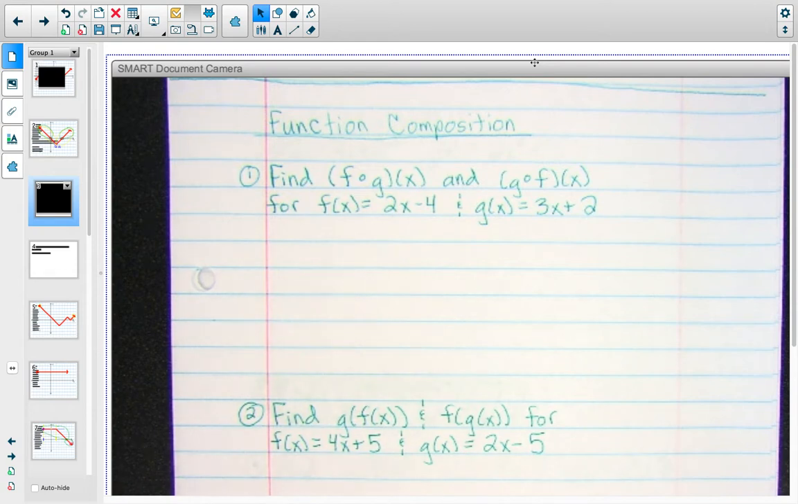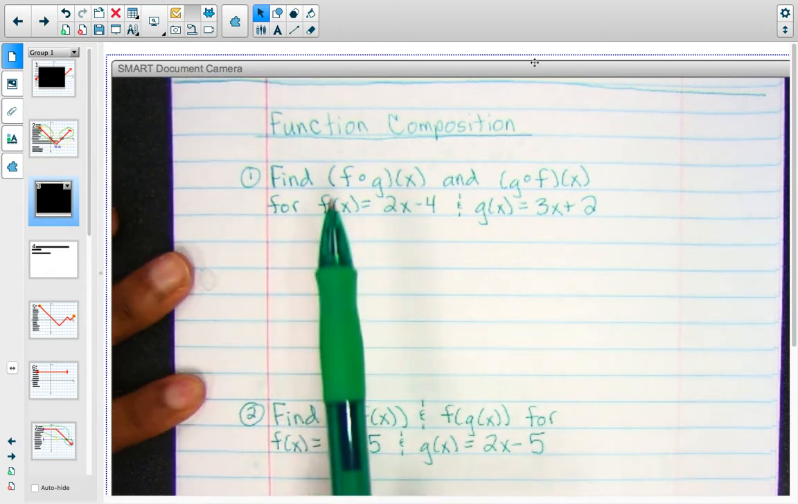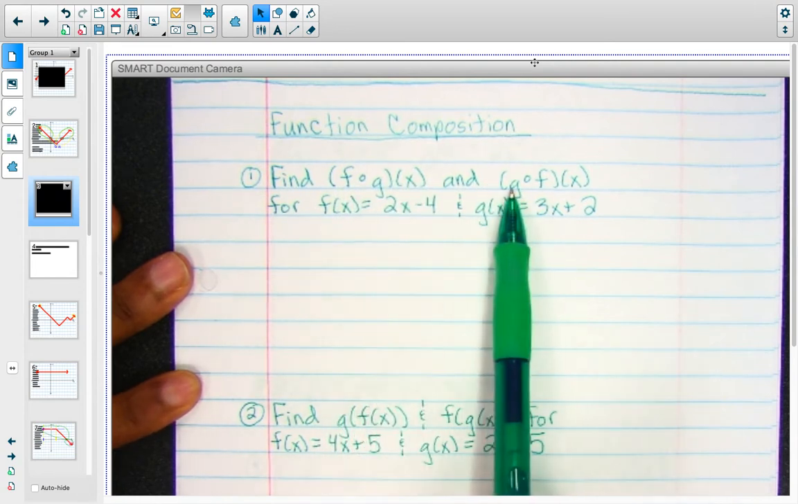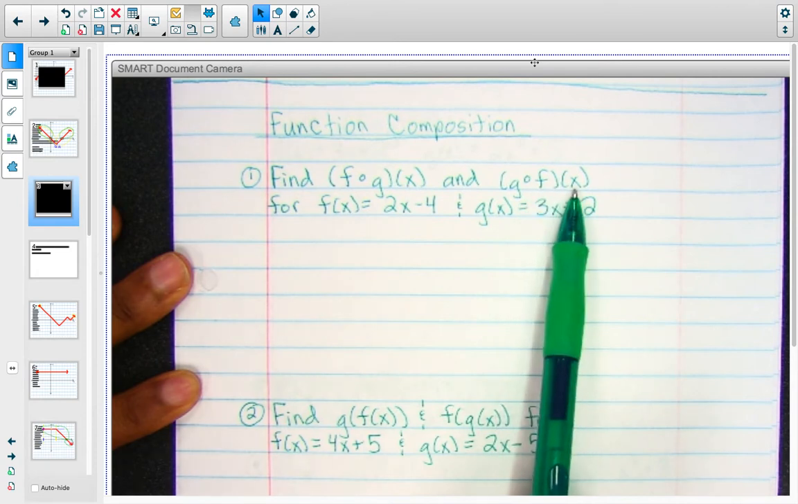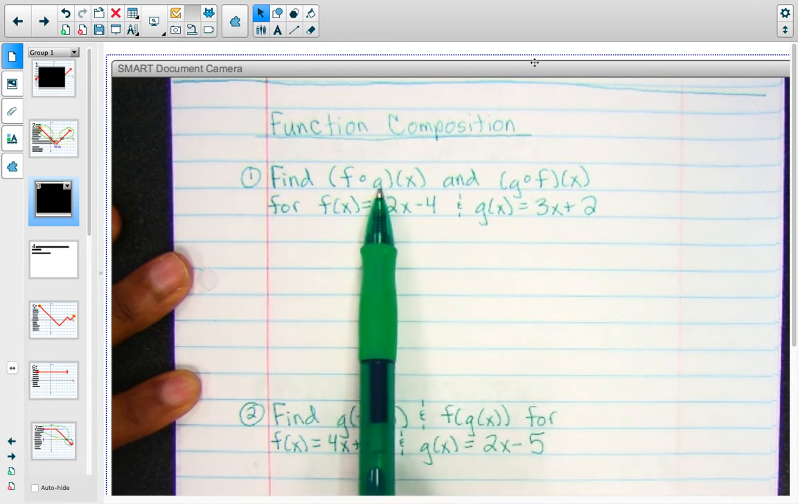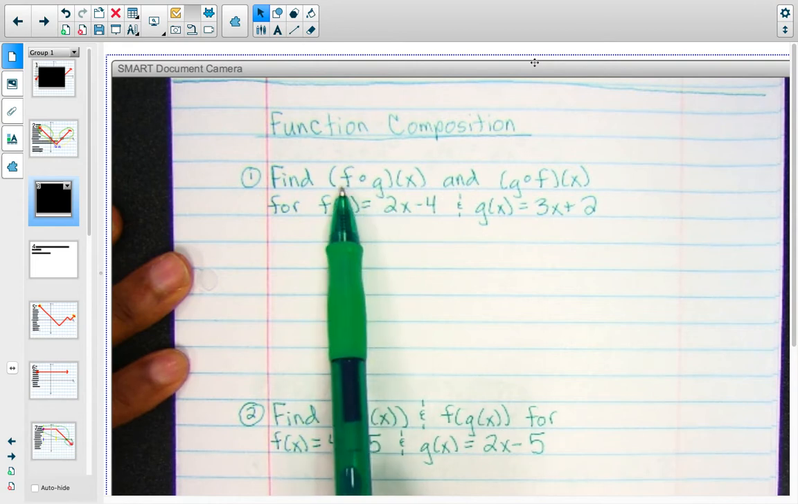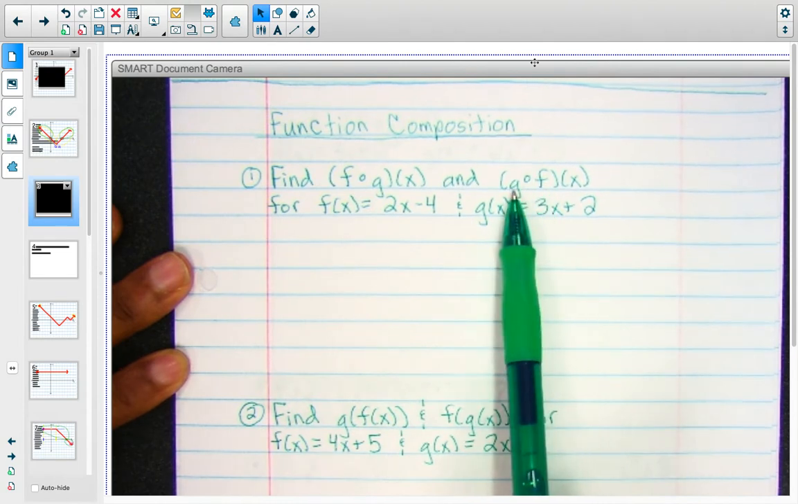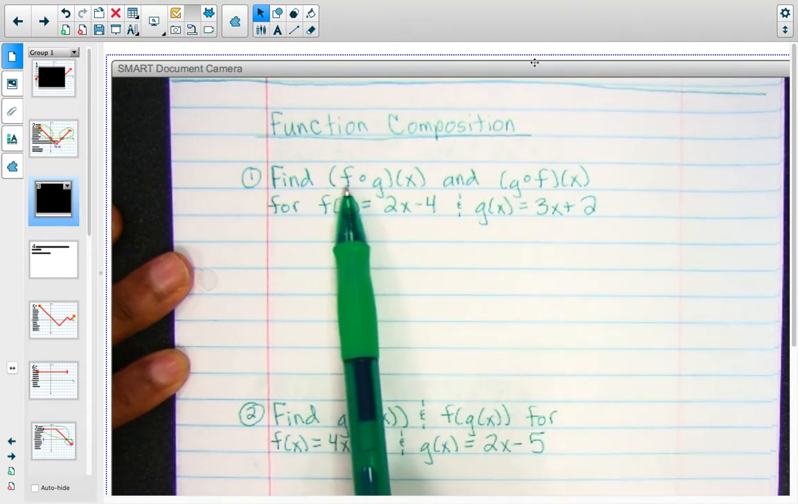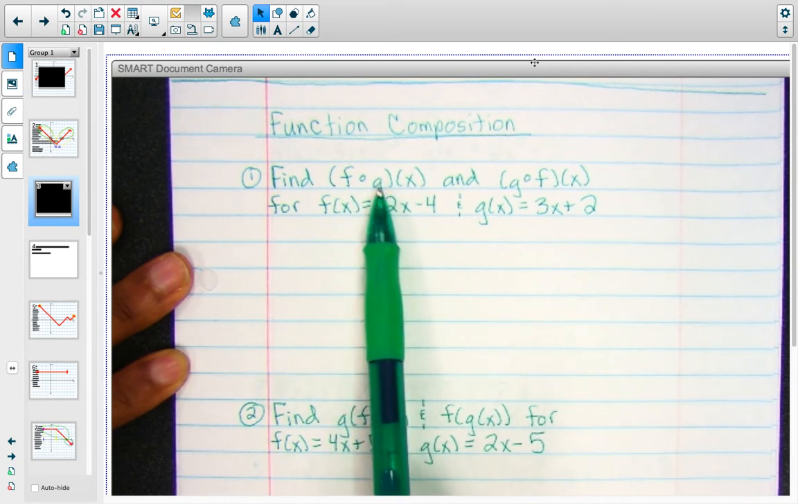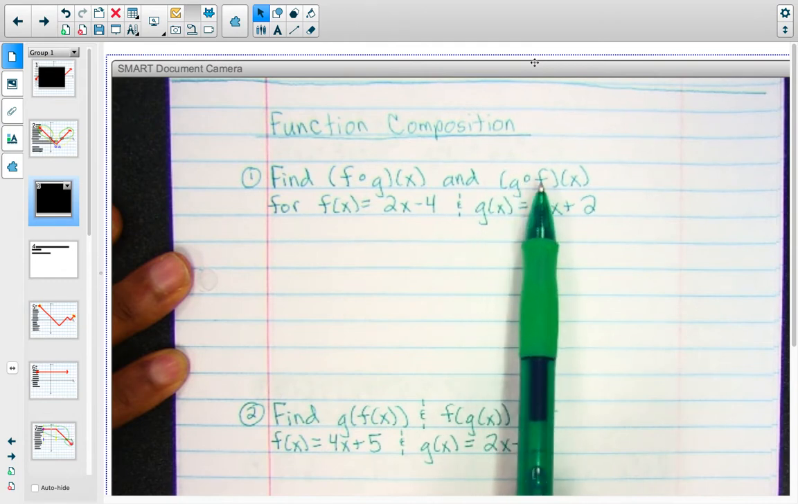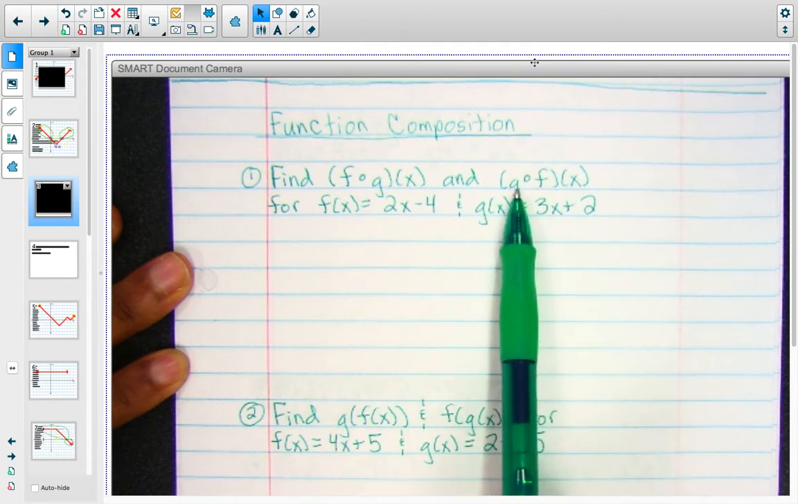So first I want to start with the notation. You may or may not have seen it before. So this is f of g of x, and this is g of f of x. So this means to take your g function and place it inside of the f function. This means to take your f function and place it inside of the g function. So again, f of g of x, substitute g into f, g of f of x, take f and substitute it into g.